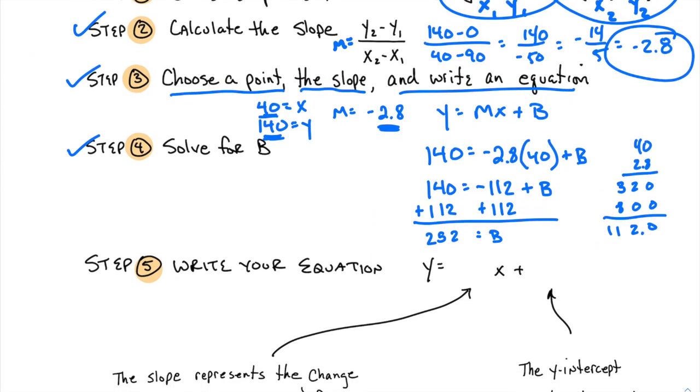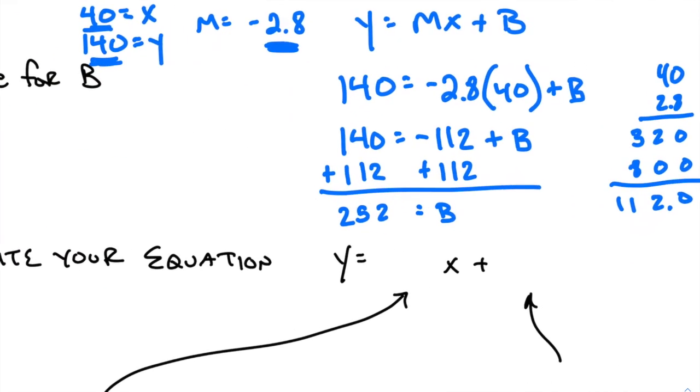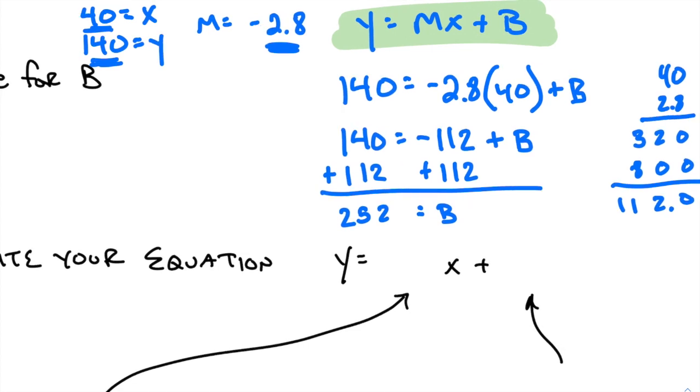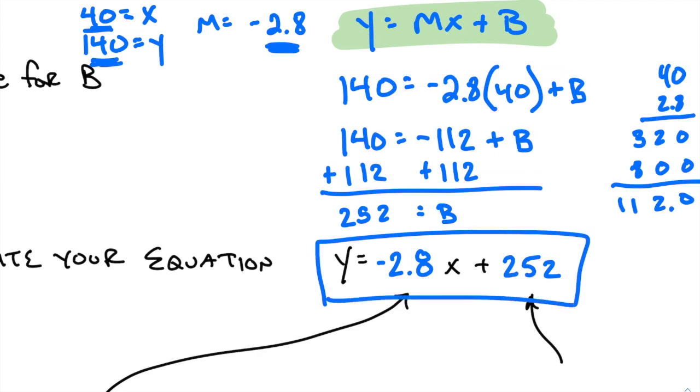It says step 5, write your equation. Equations are always going to be in y equals mx plus b form for this class. So I have y equals mx plus b form. There's my equation.